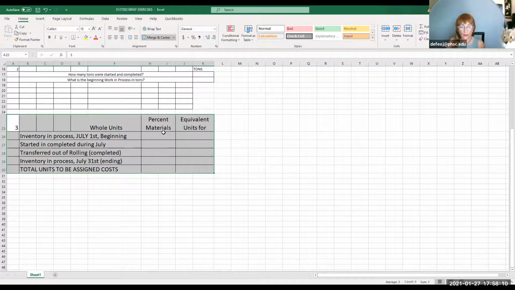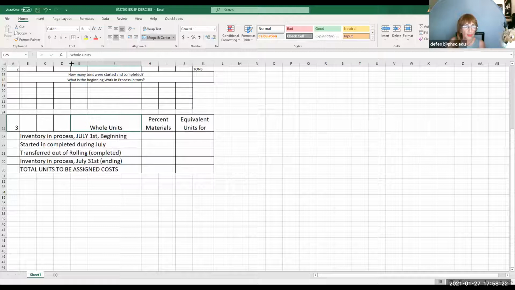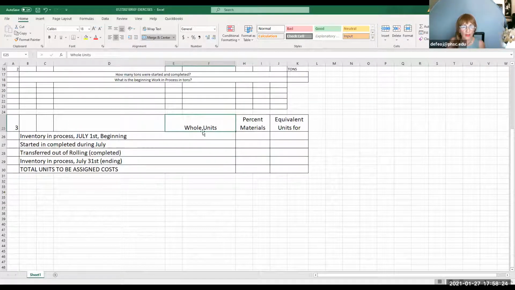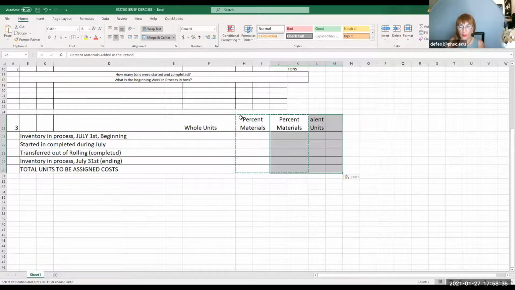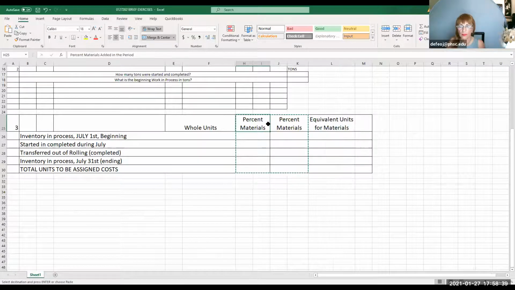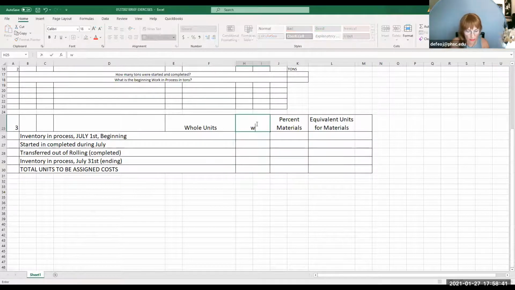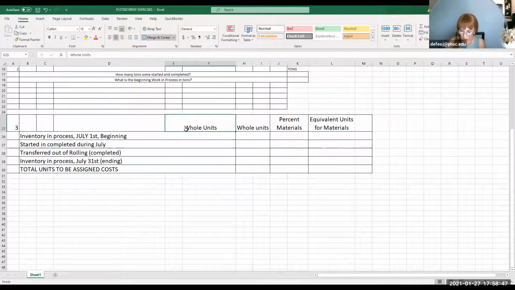Okay, so whole units. Let's see, do I have this made up right? Somehow I feel like I don't have it made up right. Inventory and process, whole units. I think I have to pull this out a little bit more. Just bear with me. Sometimes I do this in a hurry and it doesn't come out right. But this is whole units. Okay, and let's move this up.